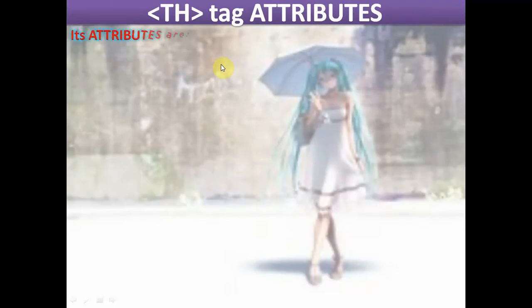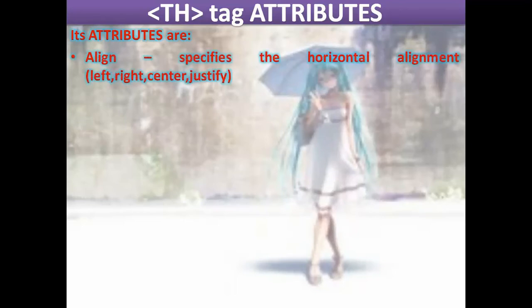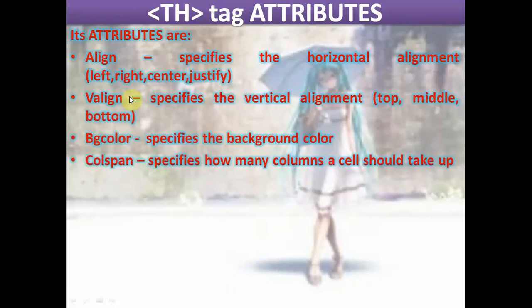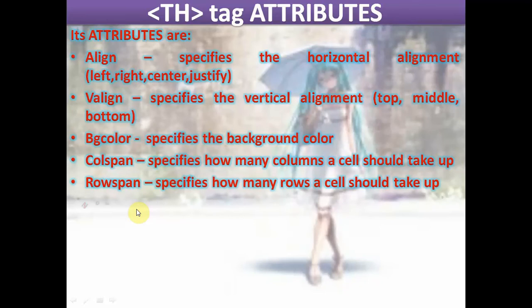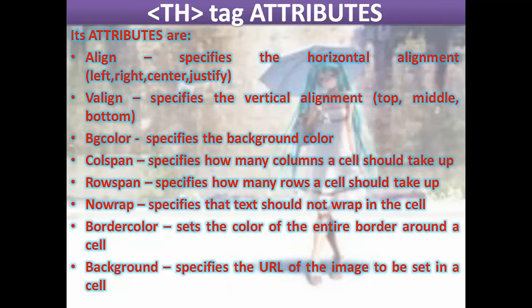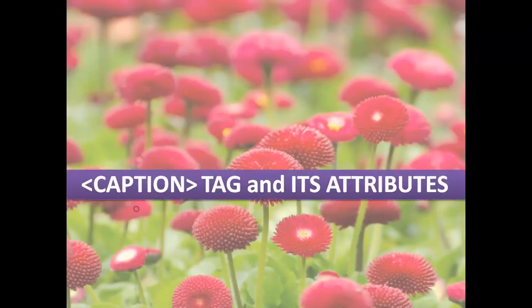And remember, TH and TD are similar. Only one difference: TH means table heading, used to insert a table heading, and TD means table data, used to insert table data. But all the attributes which are valid inside TD are also valid inside TH. So the attributes of the TD and TH tags are similar. One by one you can see all the attributes, and practically also you will see how to use the attributes inside the TH tag. So without any delay, we should start.